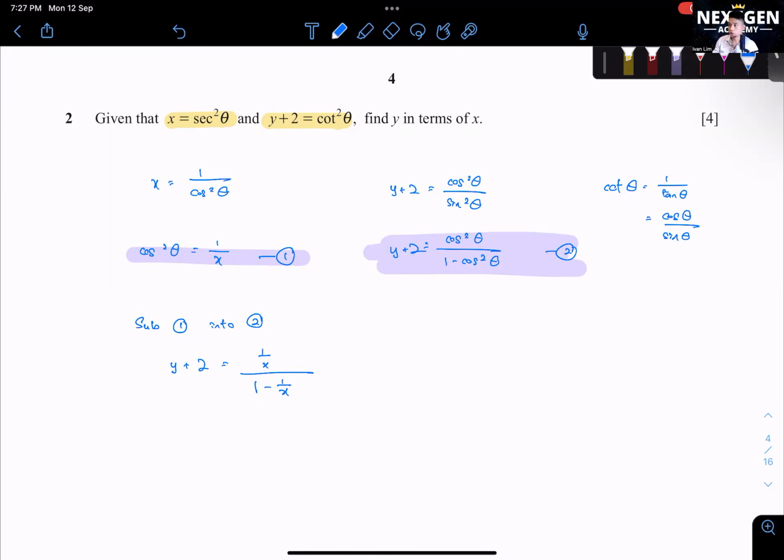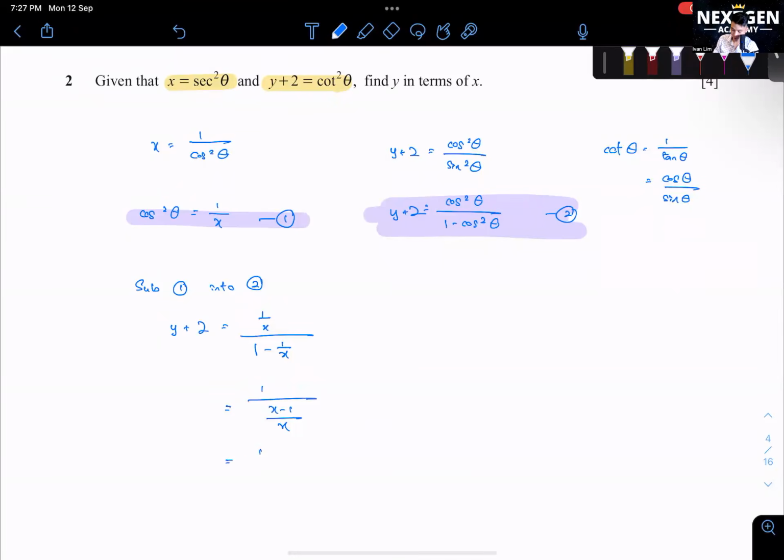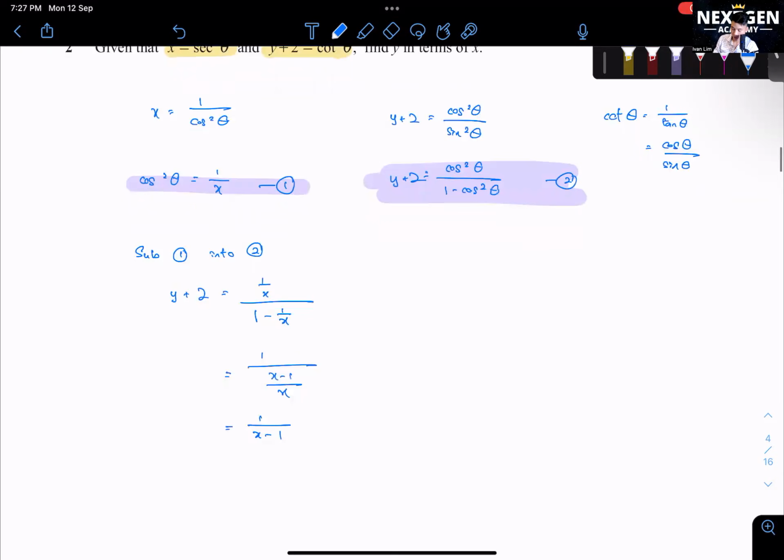Then just go and simplify it, and you will get this one. We do the bottom first, so x minus 1 over x. And over here, 1 over x minus 1. Then y equals 1 over x minus 1, minus 2.